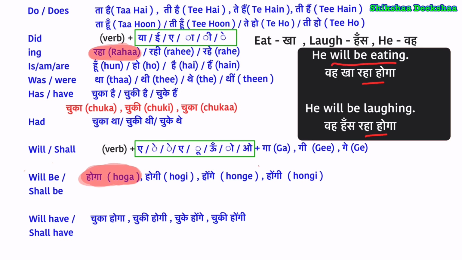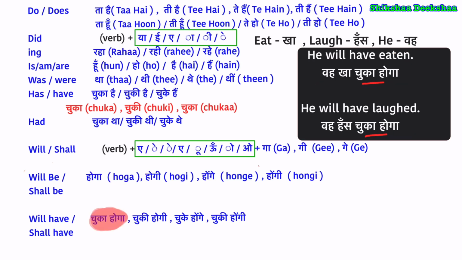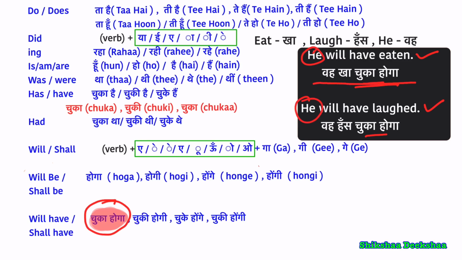Now, future continuous tense. Will be eating, will be laughing. ing in the verb, so we will write raha after the verb. Kha raha, has raha. And our sentence will end with hoga. So, वह खा रहा होगा, वह हंस रहा होगा. Now future perfect tense, will have eaten, will have laughed. So after the verb we need to write चुका होगा. Our sentences will end with चुका होगा because our subject is he. वह खा चुका होगा, वह हंस चुका होगा.